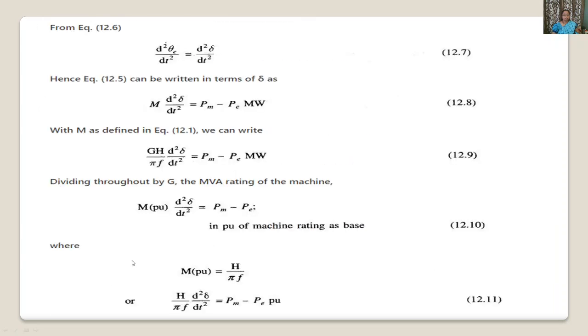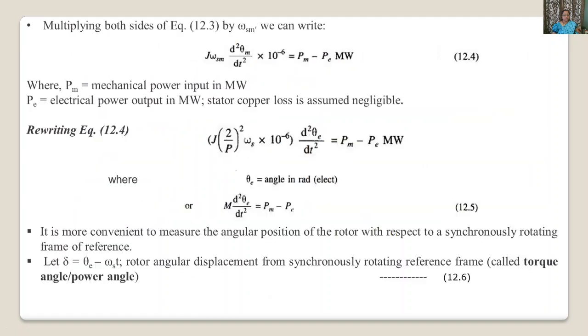Now, consider this equation. If you find the derivative of this del, d del by dt, it will be d theta e upon dt.